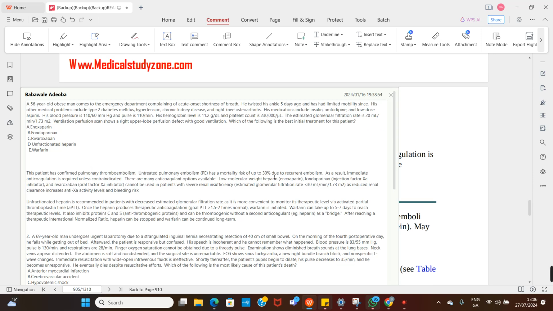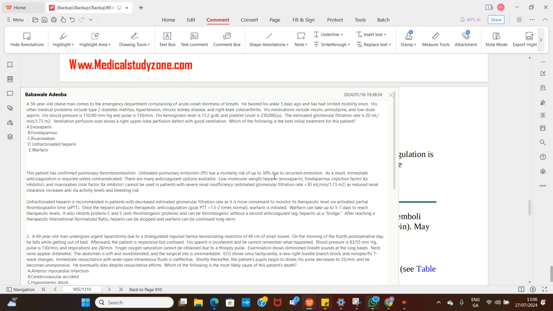A 52-year-old obese man comes to the emergency department complaining of acute onset shortness of breath. He twisted his ankle 5 days ago and had limited mobility. Other medical problems include DM, hypertension, CKD, right knee osteoarthritis. His medications include insulin, amlodipine, and low dose aspirin.